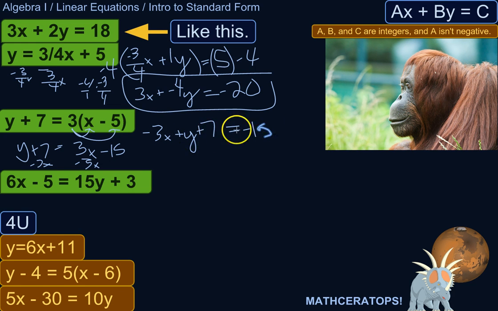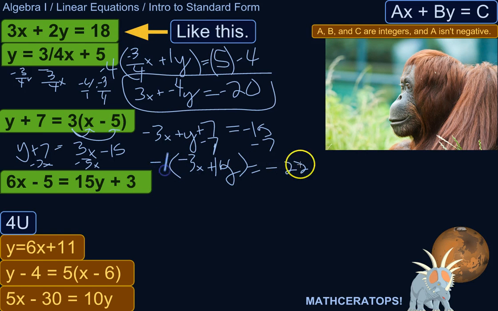Now let's go ahead and move that 7. We just want x's and y over here. Nobody else allowed, so we're going to move that 7. So we've got negative 3x plus y equals whatever that is, negative 22. All right. And we can look at this as 1y. Now this is a negative 3. So what we'd like to do is make that positive, so we can multiply everything by negative 1. So basically flip the signs of everything.